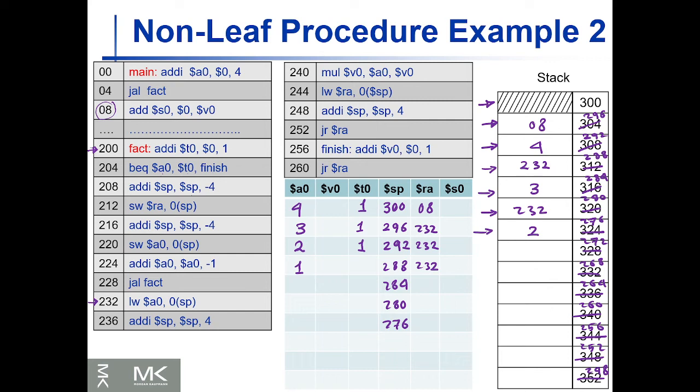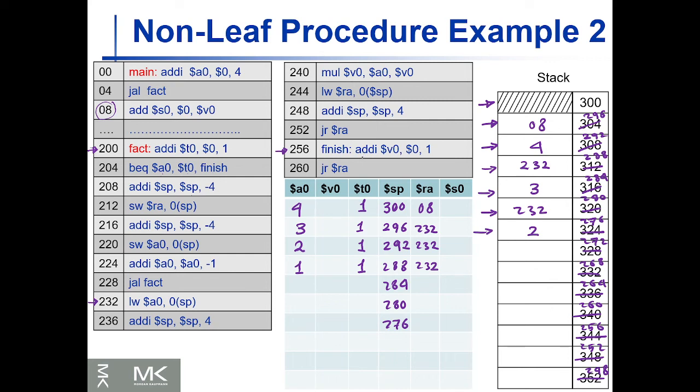Now you're gonna see how the recursion works, because now A0 is equal to 1, so we're gonna see the recursion. It will be very interesting. So T0 is 1 again. Now we continue and compare T0 and A0. 1 equal to 1, so we're gonna go to finish. And remember, branch equal doesn't change RA. So RA will keep 232. So we go to finish now.